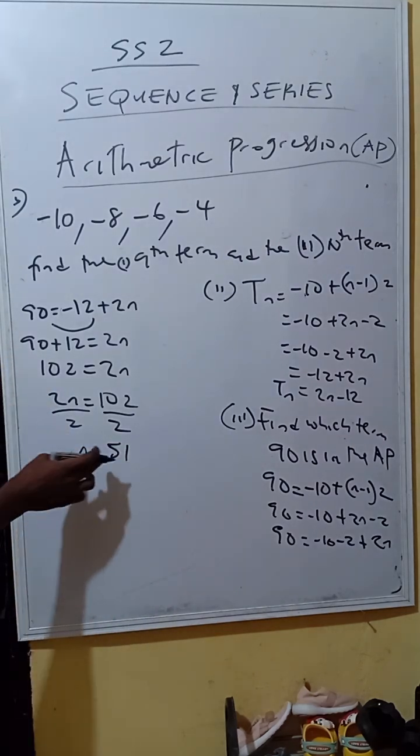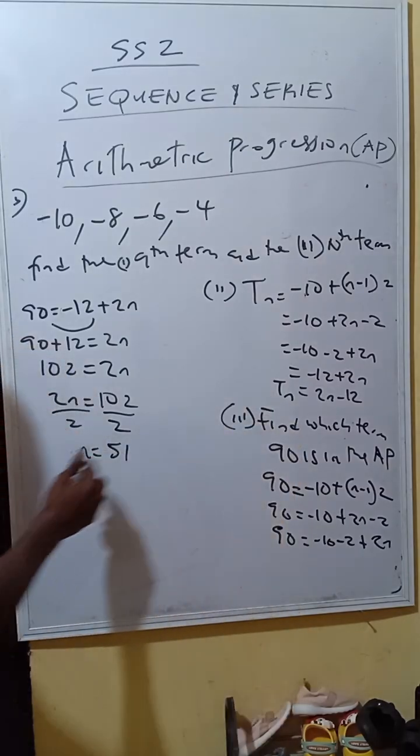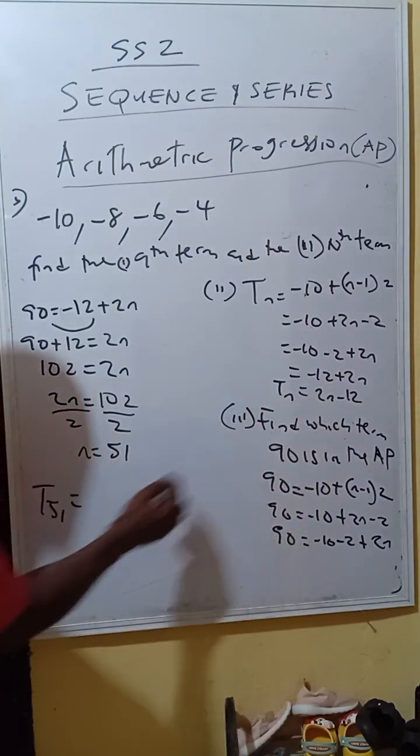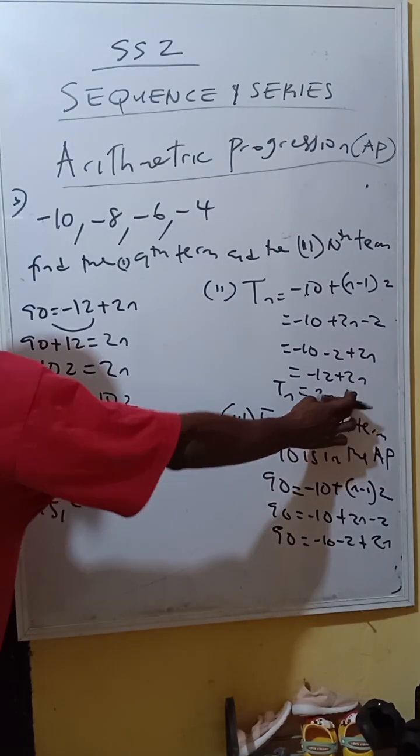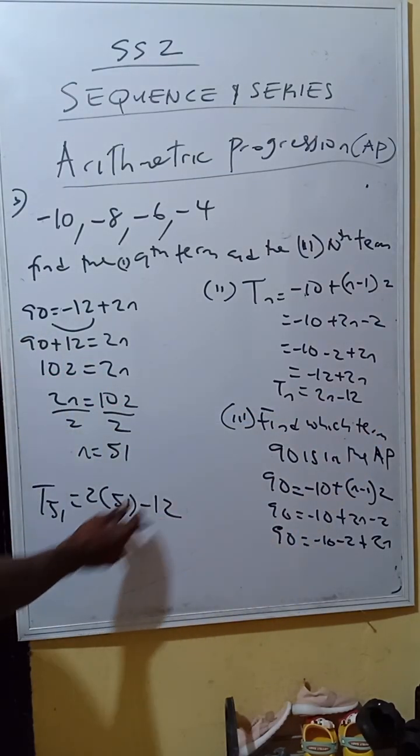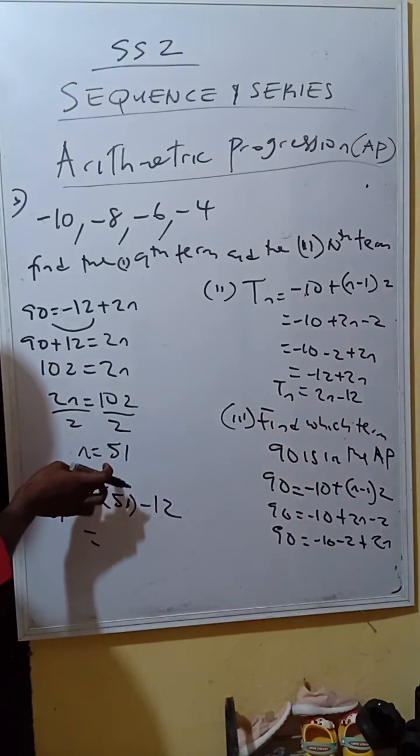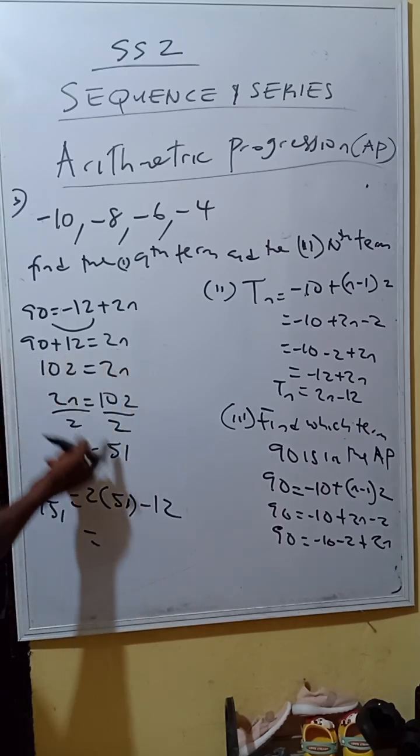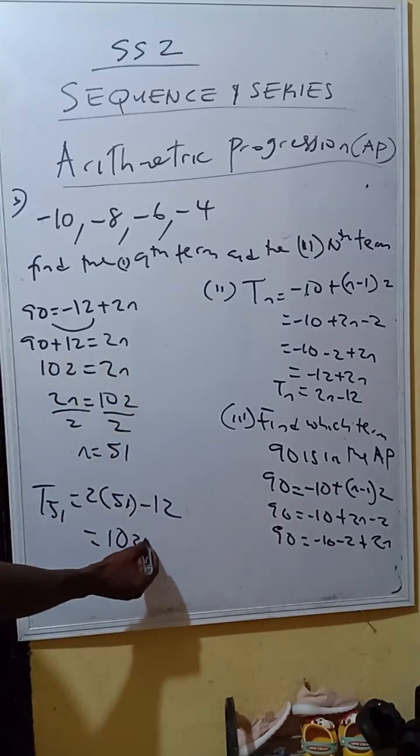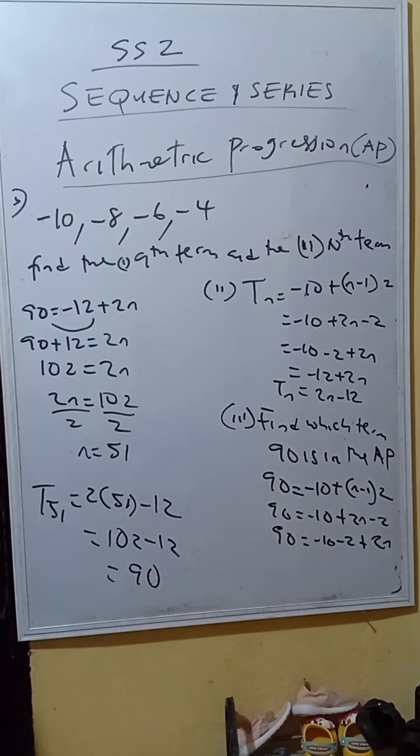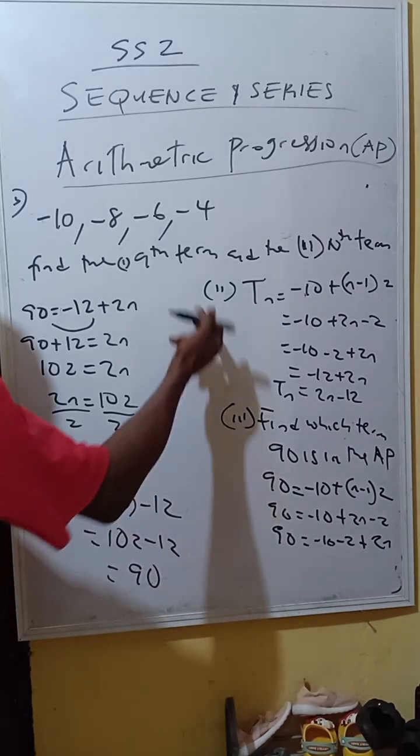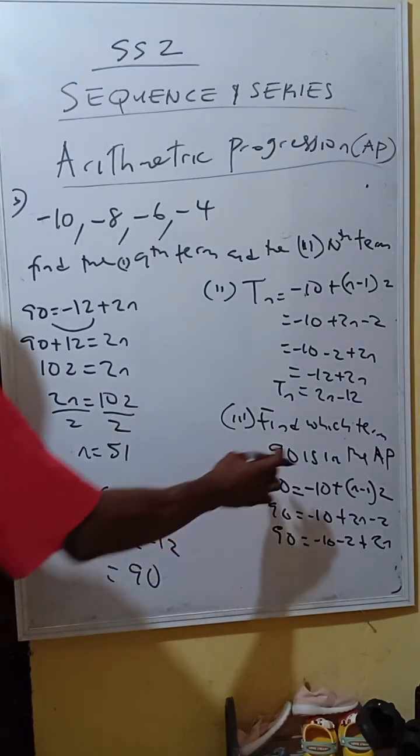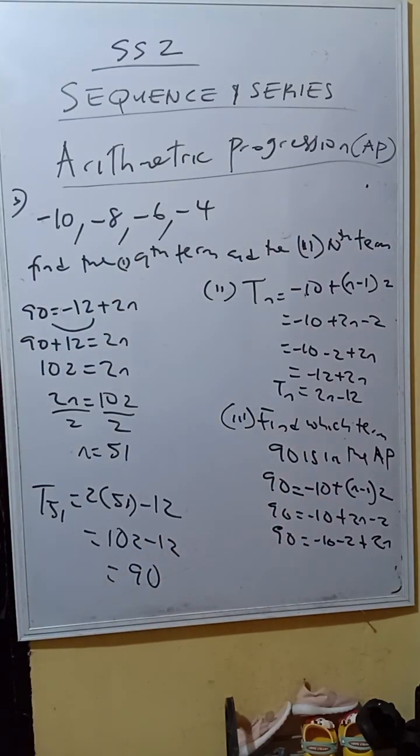And if you check T51, let me use the nth term formula: 2n minus 12. I want to check that truly the 51st term is 90. 2 times 51 is 102, and 102 minus 12 gives you 90. You can see that the 51st term is 90. So we just use this formula for AP to get the position of 90 in this AP. Very, very simple.